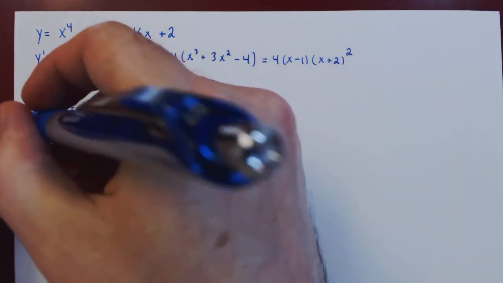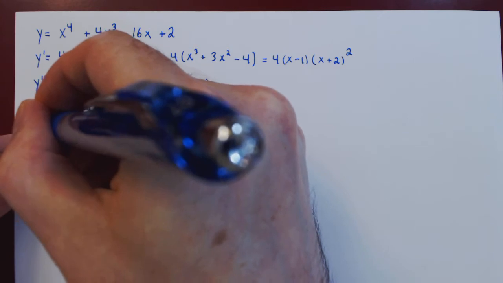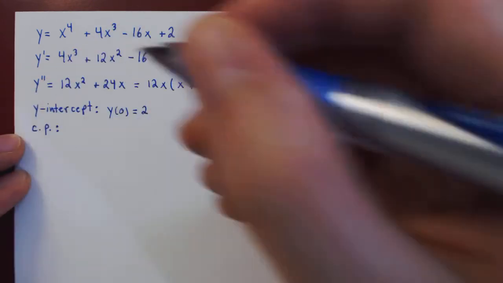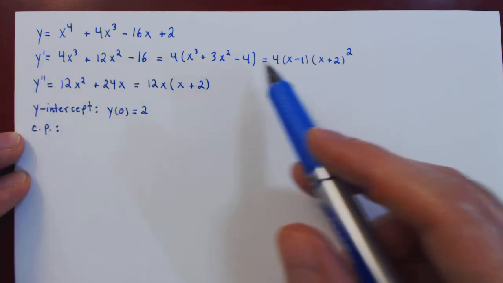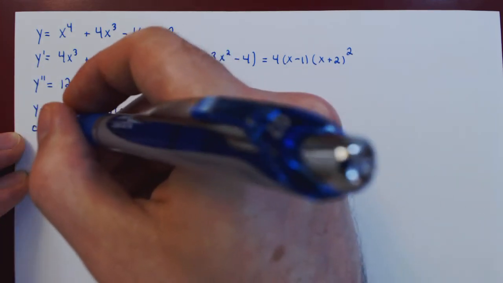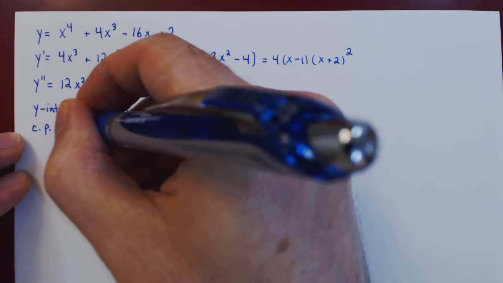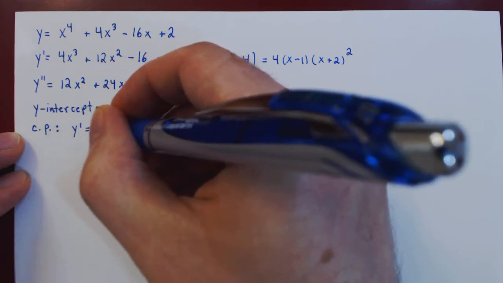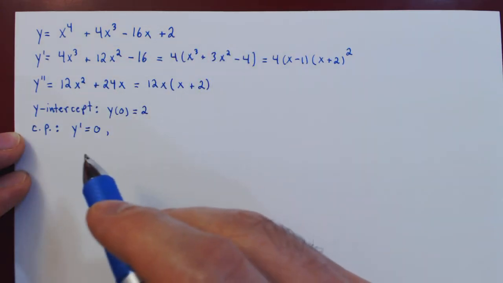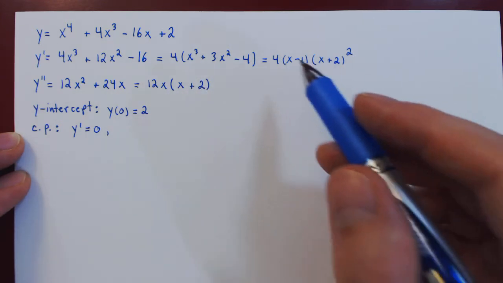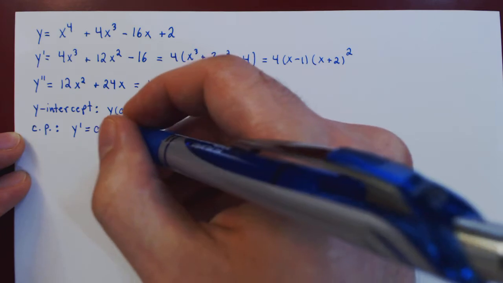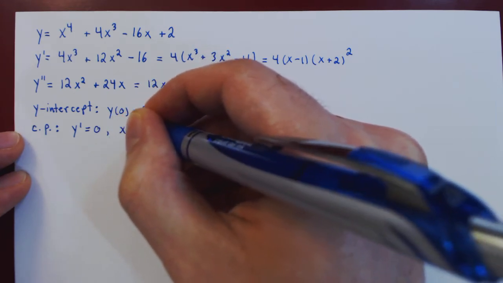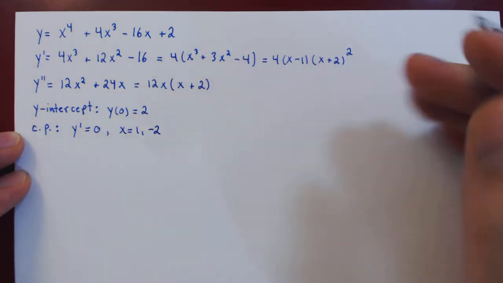Now we look for the critical points. Points where the derivative is 0 or undefined. Well, as the derivative is a polynomial, it never is undefined. So we only have critical points possibly of type 1 when the first derivative is equal to 0. And again, from the factoring, this is trivial. This can only be 0 if x is 1 or negative 2. So we have 2 critical points.